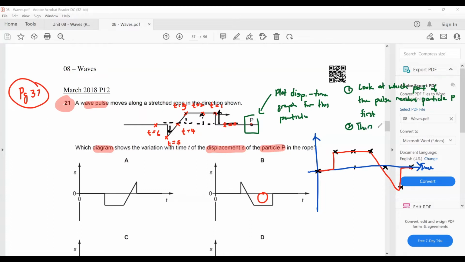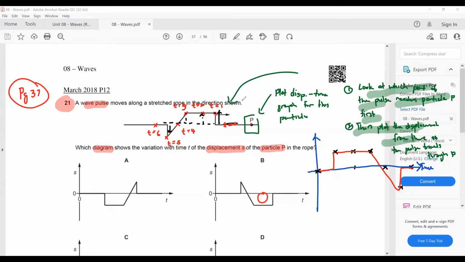Then plot the displacement from that. Okay. So basically what I just did was that you look at which part of the pulse reaches particle P first, then plot the displacement from that. As the pulse travels through P, plot the displacement from there, which is basically what I did here. All right, so if this one is okay, then I will just resume with the next part of the lesson.